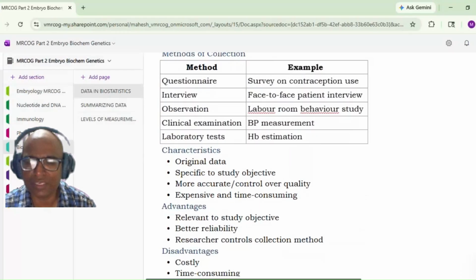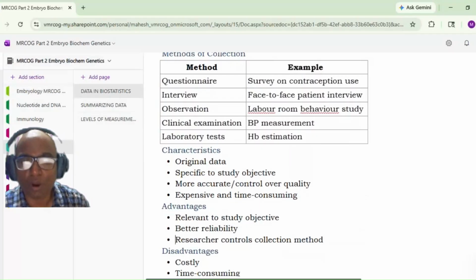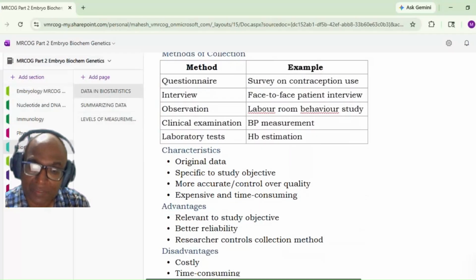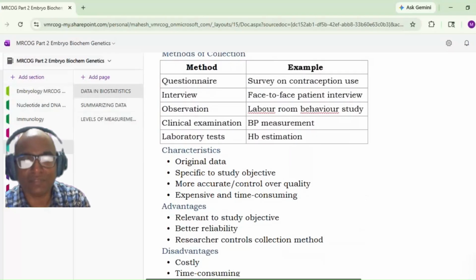They may ask you which of the following is not a feature of either primary data or secondary data, so you should know what exactly the features are. Obviously the researcher is collecting the data from the patients for a specific study, so the researcher will always try to be very specific, and whatever is required, that particular data will be obtained. So it is going to be original data, very specific for that particular study. It will be more accurate, and the quality will also be good, but it is going to be time consuming, and it may be expensive.